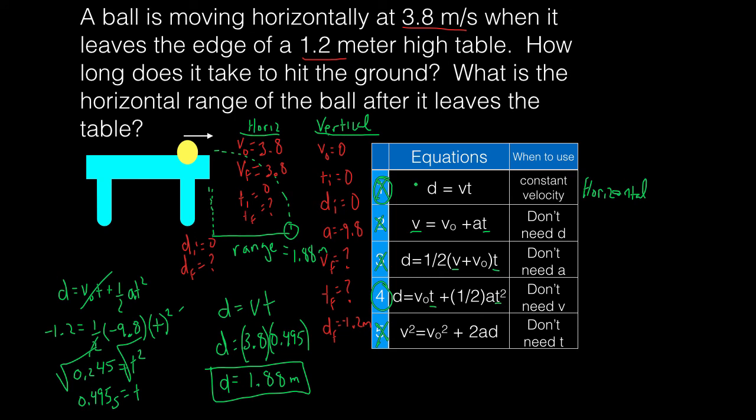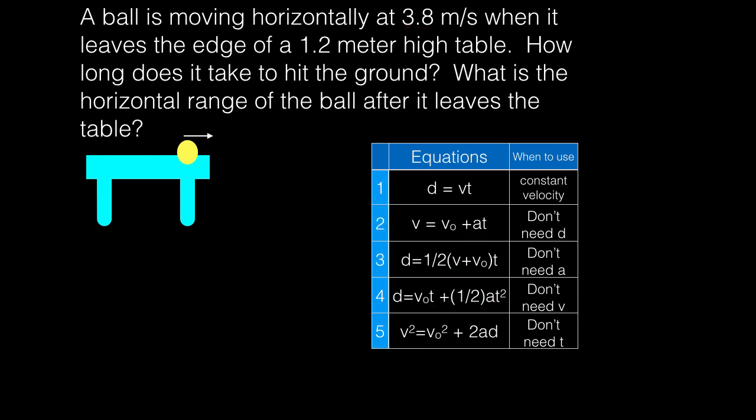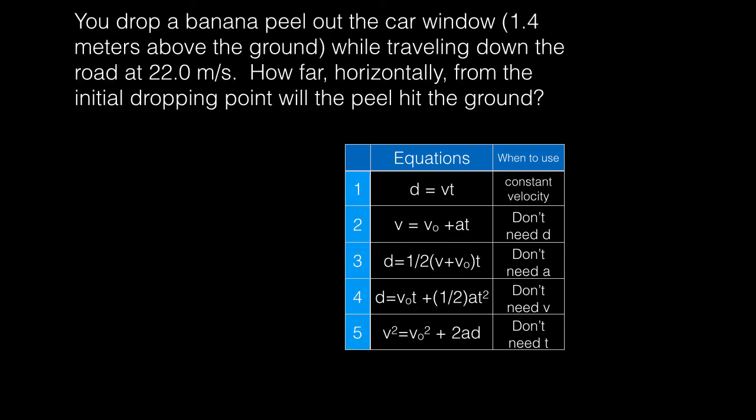I've got one more example problem with horizontal projectile motion. It says if you drop a banana peel out the car window 1.4 meters above the ground while traveling down the road at 22 meters per second, how far horizontally from the initial dropping point will the peel hit the ground? So that's a lot of information. Let's draw a picture to help us visually see what's going on here. So we got a car.